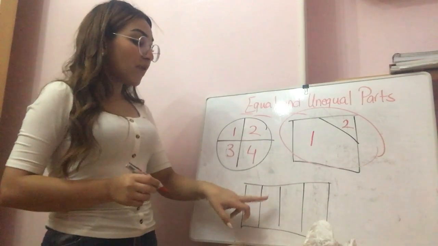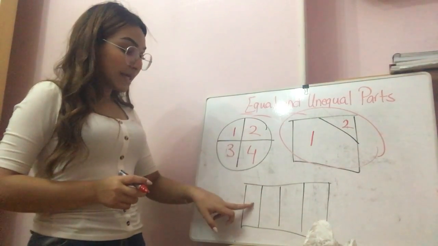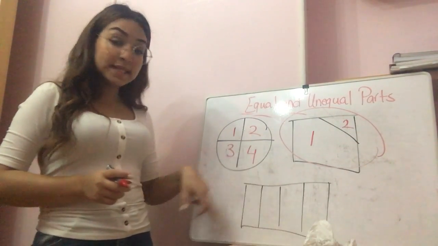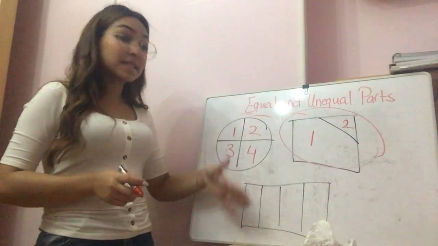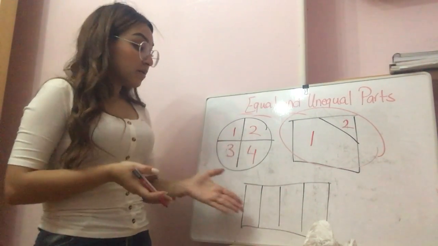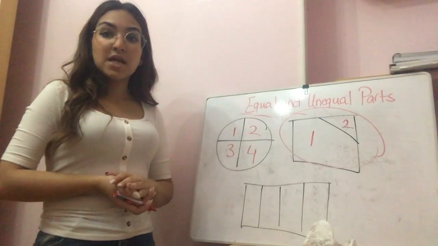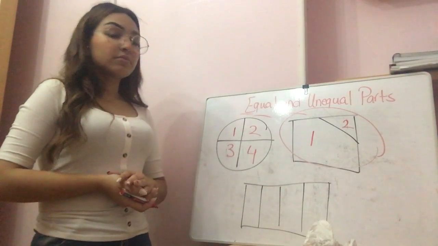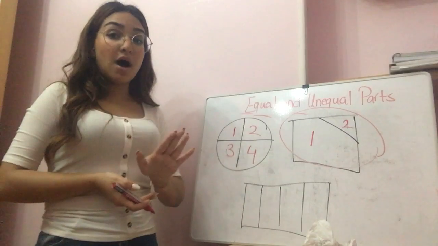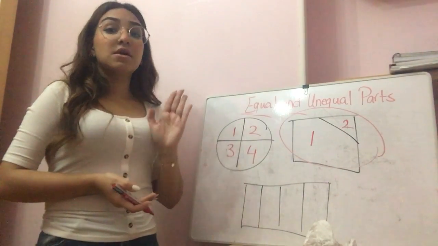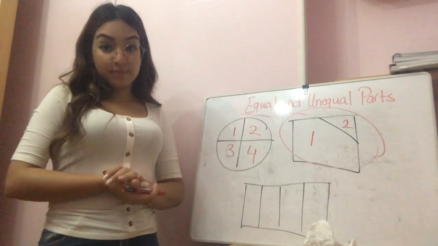Let's move on to the last shape. This rectangle is cut into 4 parts, but obviously the 4 parts have the same size, or are equal. They are equal 4 parts. So that's why I'm not going to circle it, because it shows equal parts.